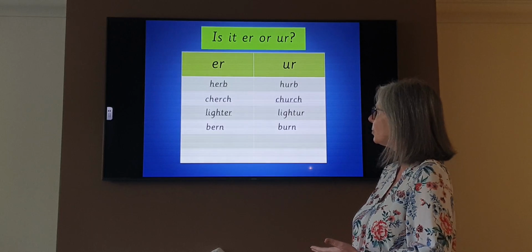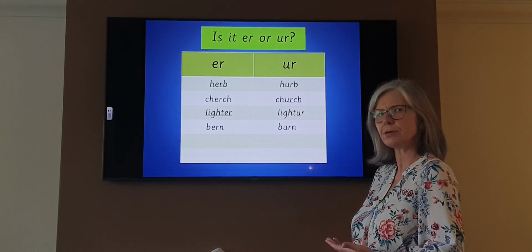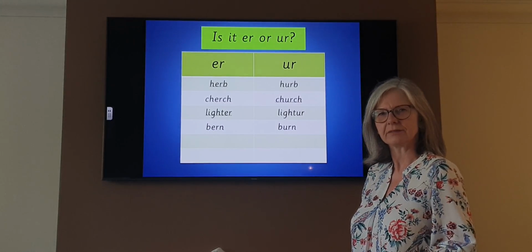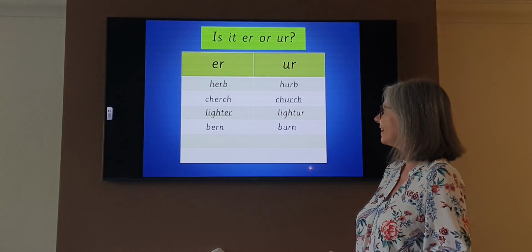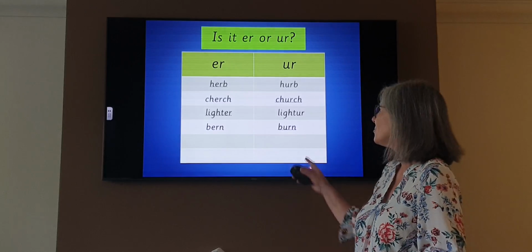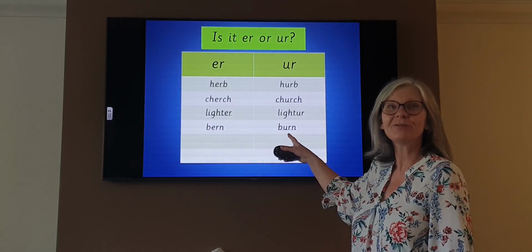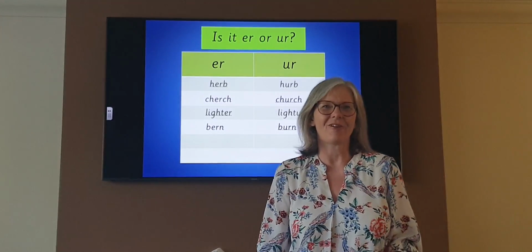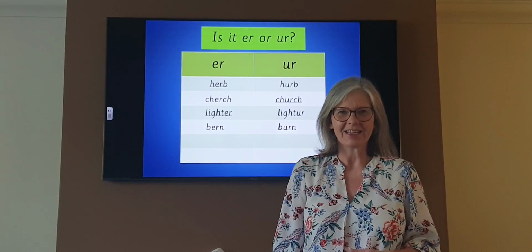Burn. Burn. Which one looks right? Let's have a look. Were you right? Burn, using the UR grapheme. Great. Okay, let's do another one.